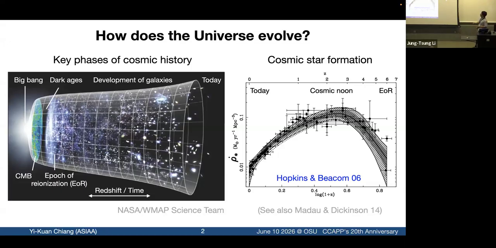And on the right-hand side, this is what I'm going to focus on, one particular component of the baryonic components of the universe, the cosmic star formation history. This is a famous plot from John, precisely 20 years ago, showing the cosmic stellar mass density growth as a function of time. From cosmic noon, about redshift 2 to 3, to the present day, the star formation rate density of the universe has dropped dramatically by more than a factor of 10. So the big question is: what drives this evolution of star-forming activities in the universe?